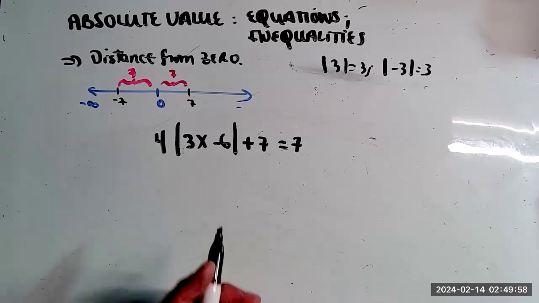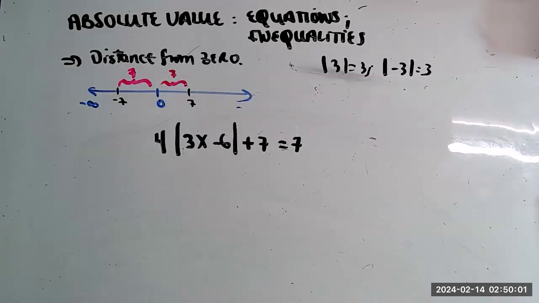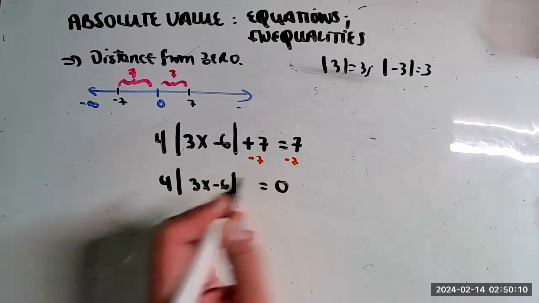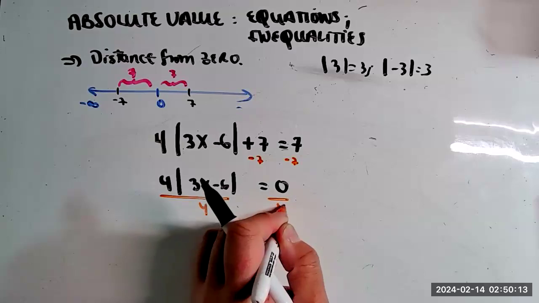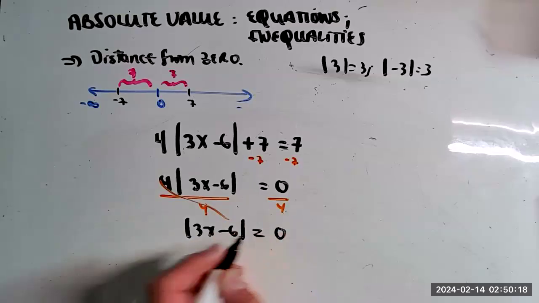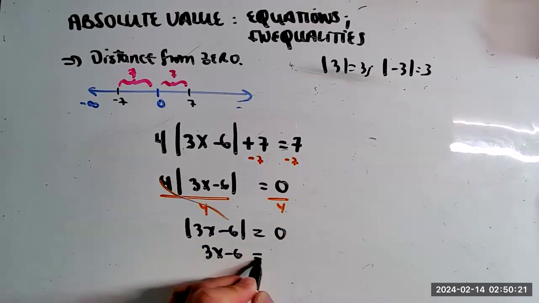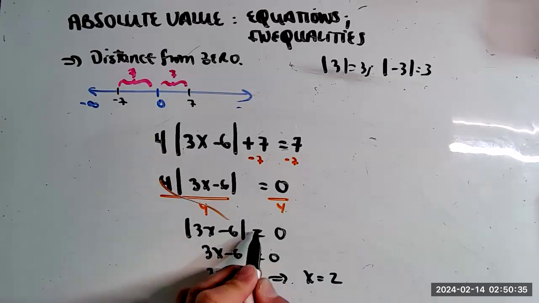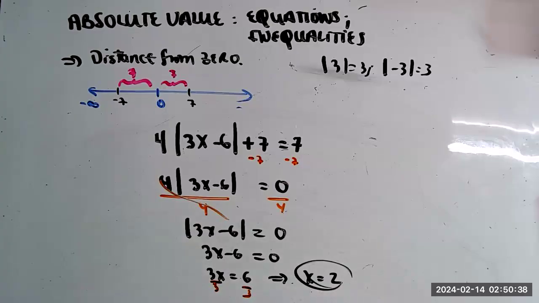What happens if I have this other example? Same idea. We may subtract 7. So I have 4 times absolute value of 3x minus 6 equals 0. Divided by 4. So I have absolute value of 3x minus 6 equals 0. Therefore, 3x minus 6 equals 0. We add 6 and divide by 3. 3x equals 6. x equals 2. Okay, so in this case, absolute value of an expression equals 0 gave me one solution.